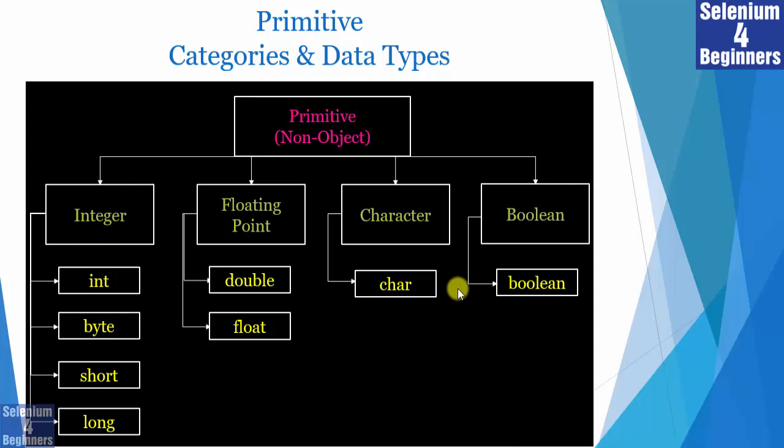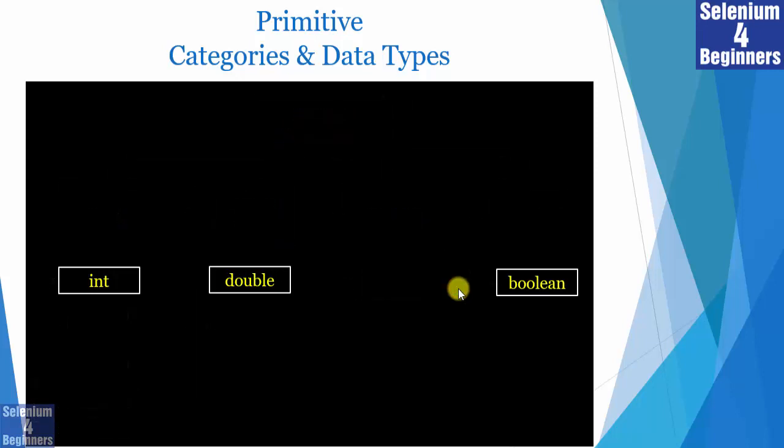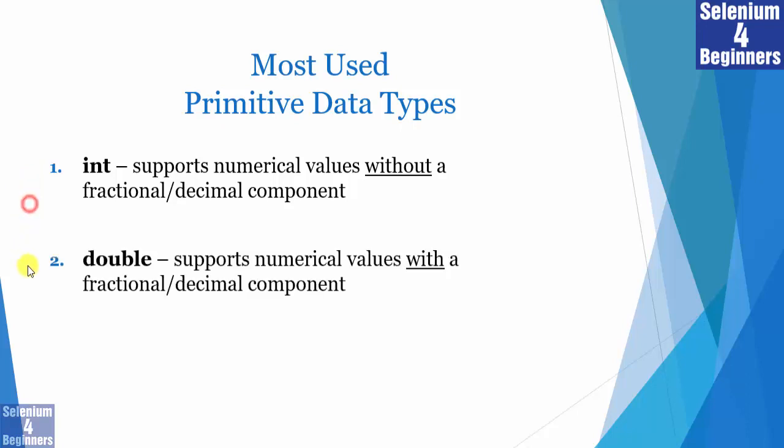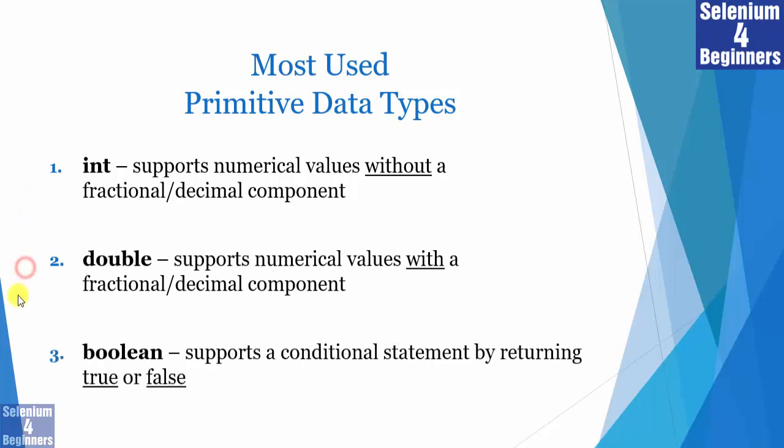Although there are 8 primitive data types, int, double, and Boolean are the most used data types. The int data type supports numerical values without a decimal, while double supports numerical values with a decimal. Boolean supports conditional statements that return true or false, and can also be assigned a true or false value.